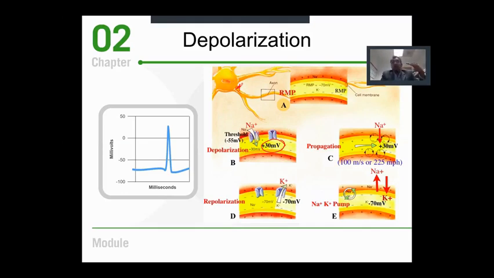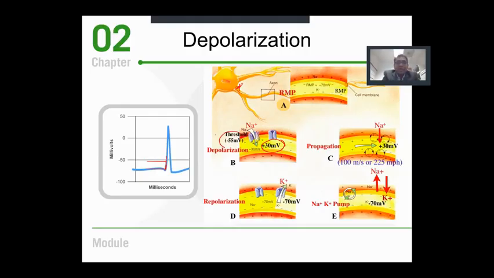And what happens when the inside is negative and you're adding positive sodium ions? The negative charge gradually decreases. It goes from negative 70 to negative 65, negative 60, and so on and so forth.